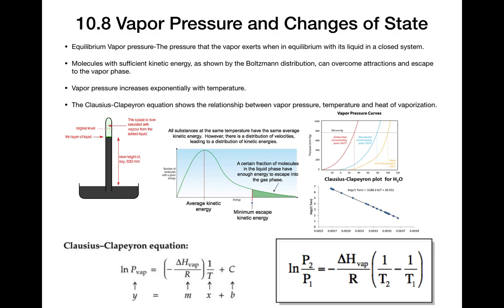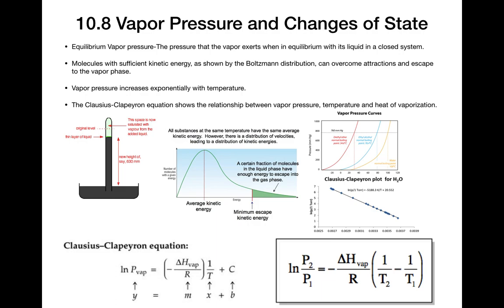Now that evaporation effect is caused by molecules at the surface having enough energy to overcome the intermolecular forces and escape. So if we take our Boltzmann distribution, which is in the middle here, we can see that only the particles that have that minimum escape energy are going to be the ones to escape. So that's a small fraction of the liquid particles that are going to be able to escape to the vapor phase. The vapor pressure we see doesn't go up linearly with temperature. It actually goes up in a more exponential way.